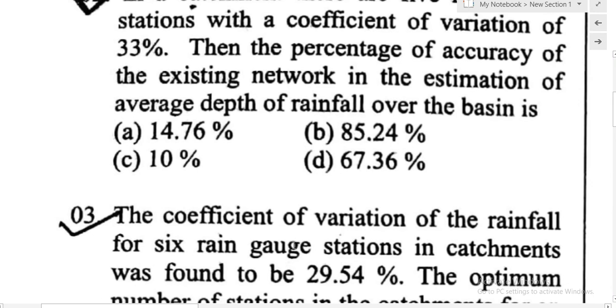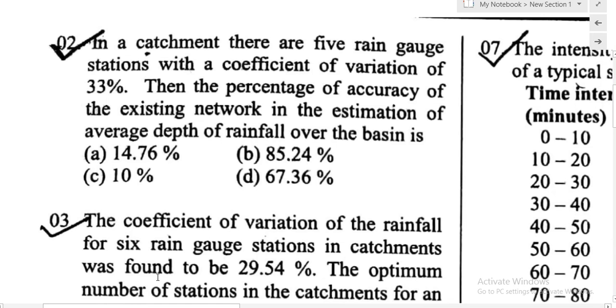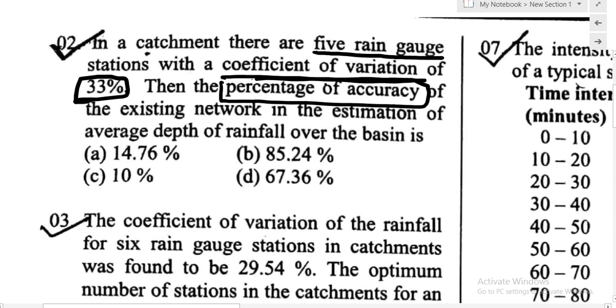This is the second question. In a catchment there are 5 rain gauge stations provided with a coefficient of variation of 33%. Then what is the percentage of accuracy in the existing network in the estimation of the average depth of rainfall?